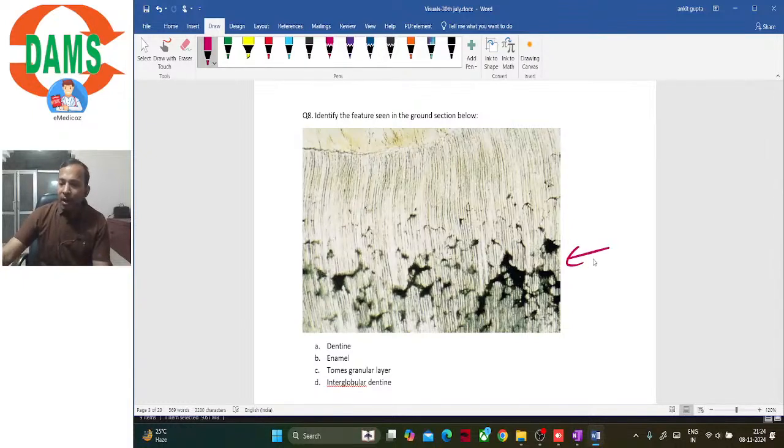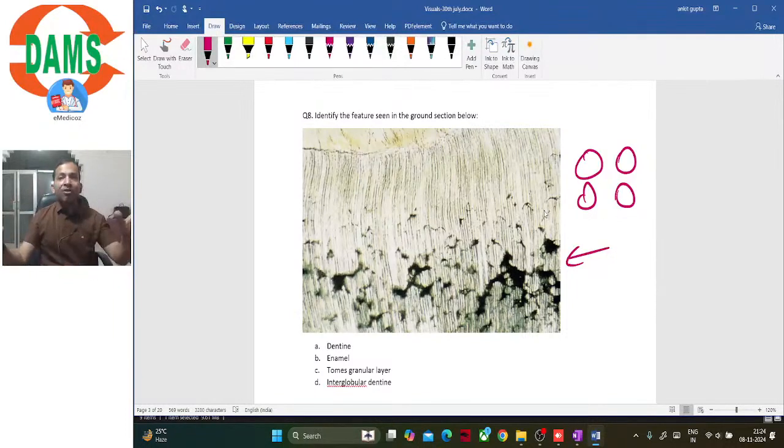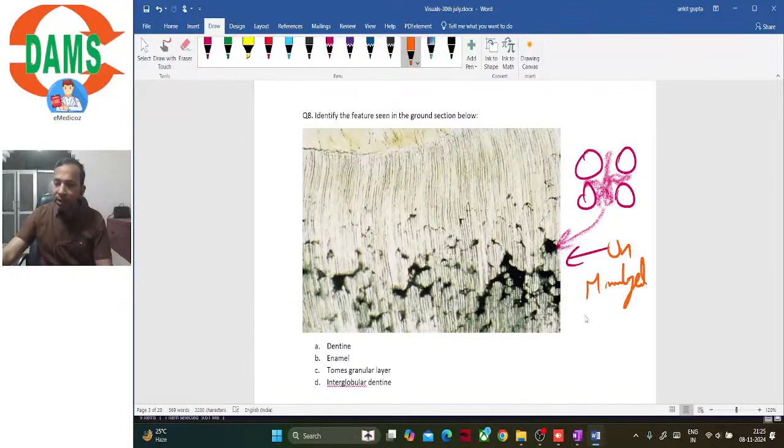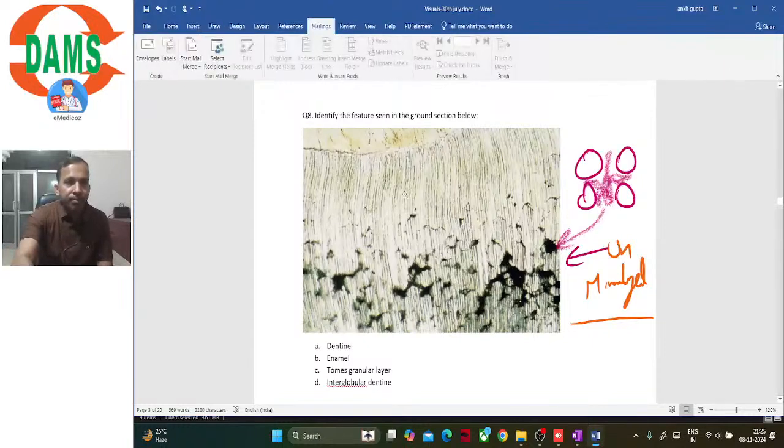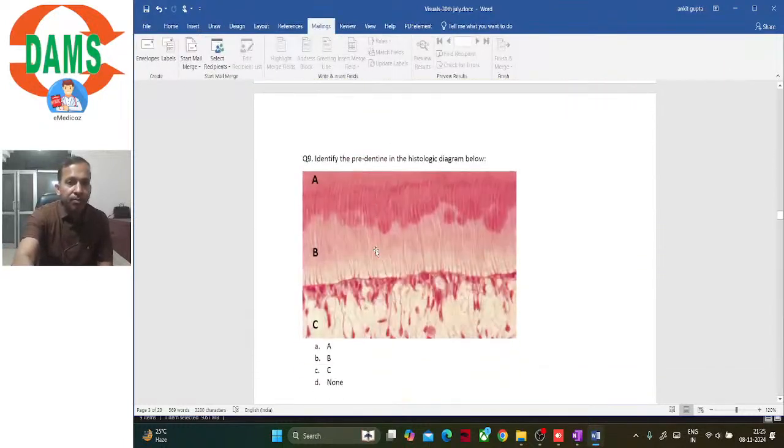What is this? We just discussed in circumpulpal dentin that we get interglobular dentin. So basically how is dentin formed? Globules, globules, globules, many globules. These will enlarge and coalesce to mineralize the dentin. But if the area between these globules remains unmineralized, then it will appear angular as seen here. And this is the interglobular dentin. This is the unmineralized dentin, and is seen close to the surface, right?